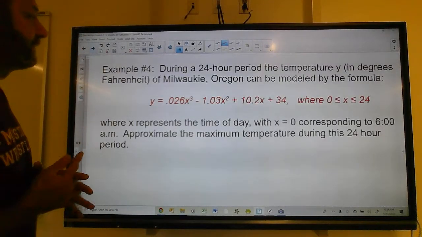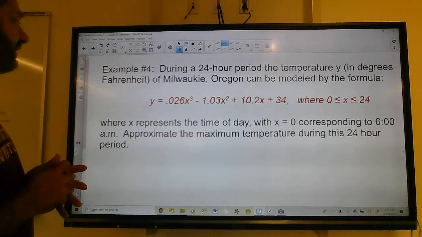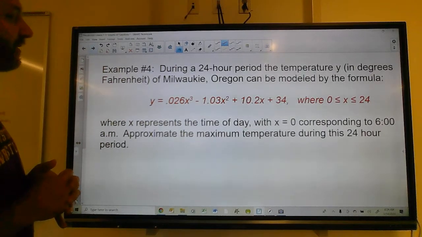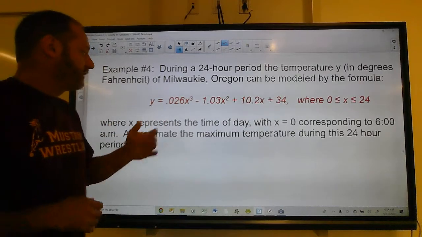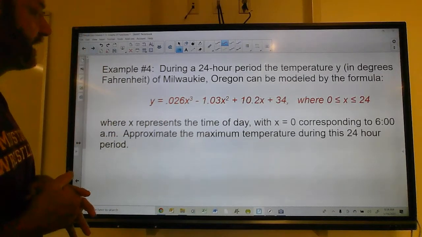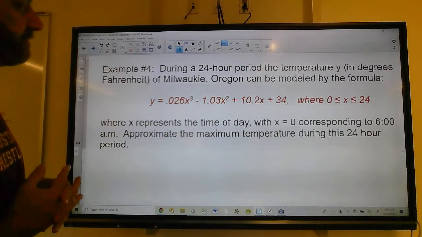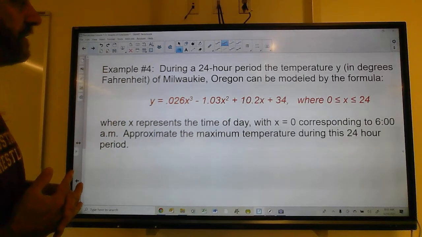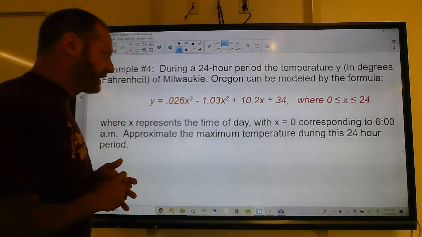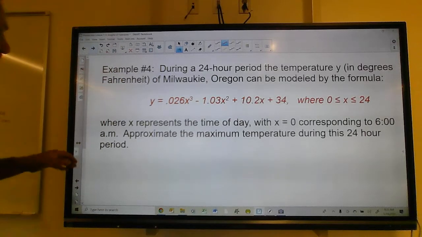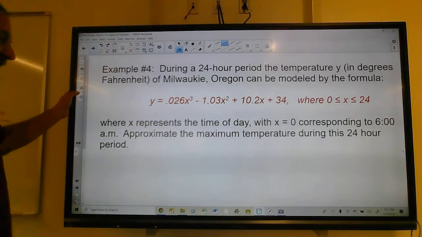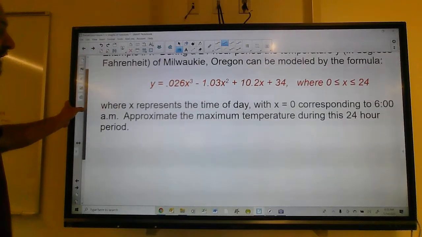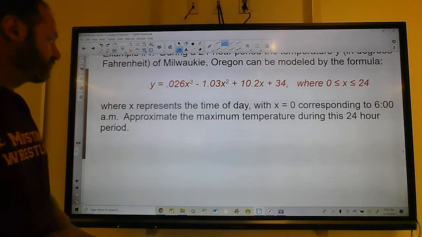During a 24-hour period, the temperature, y, in degrees Fahrenheit of Milwaukie, Oregon, can be modeled by the following formula: y equals 0.026x cubed minus 1.03x squared plus 10.2x plus 34, where 0 is less than or equal to x is less than or equal to 24, where x represents the time of day and x equals 0 corresponds to 6 a.m. Approximate the maximum temperature during this 24-hour period.